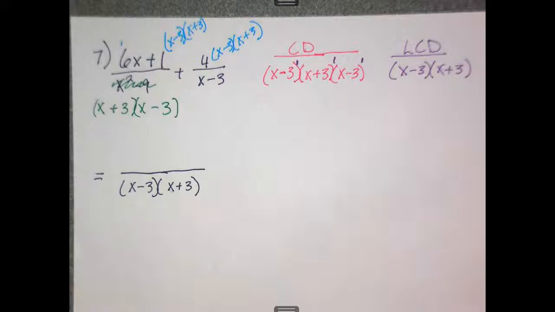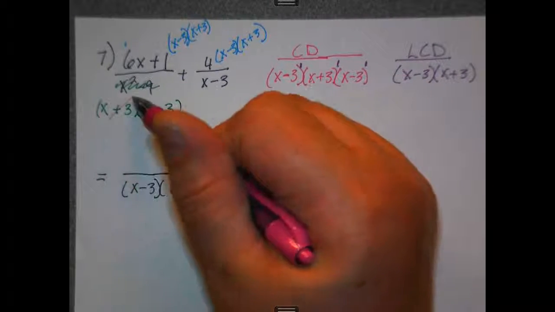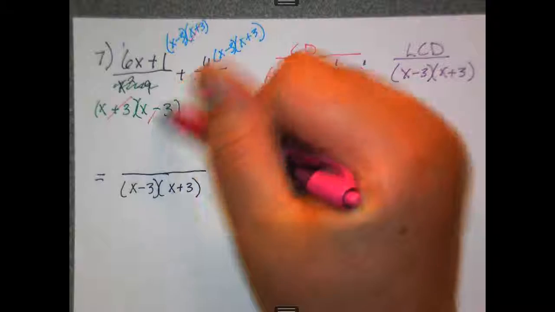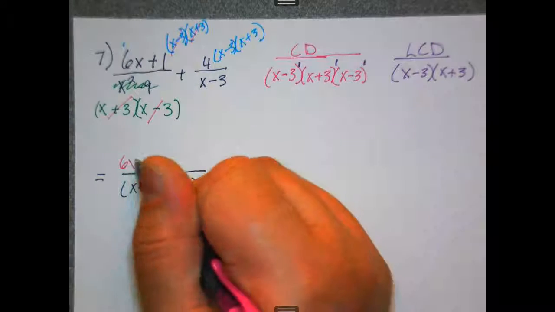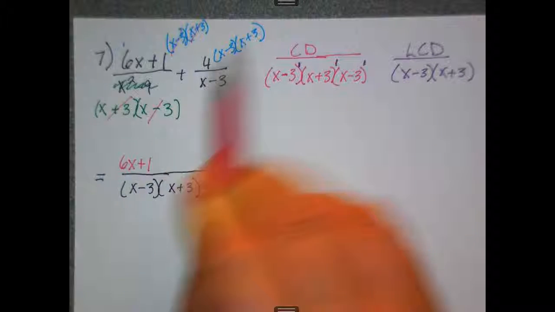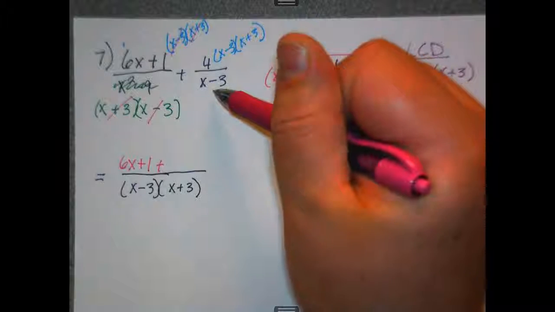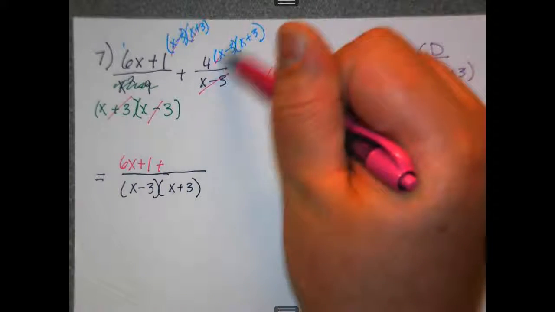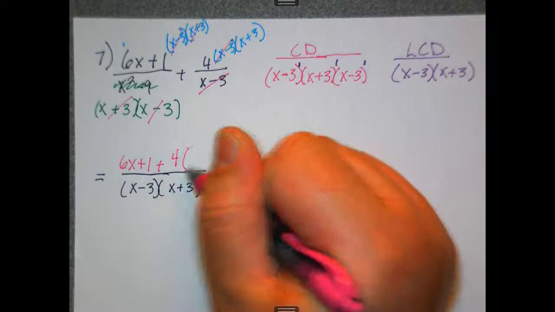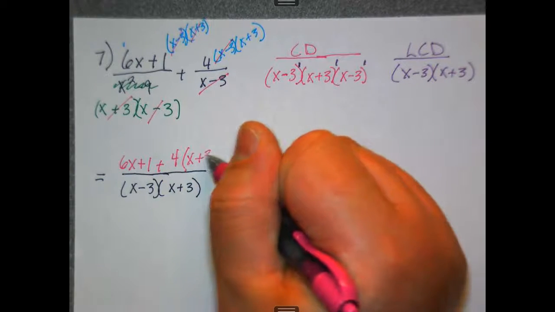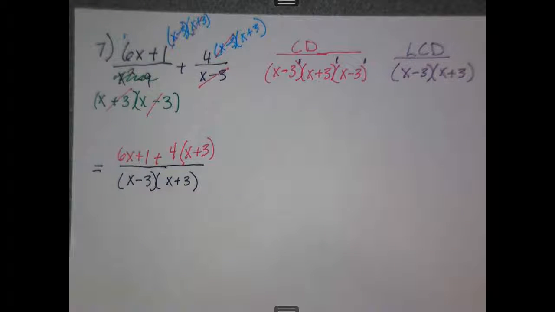Okay, the first one, what cancels out? x plus 3 and x minus 3. So I only have 6x plus 1, plus, what cancels out in the second fraction? The x minus 3. So I have 4 times (x plus 3). Good. Okay, now I've got to start simplifying.